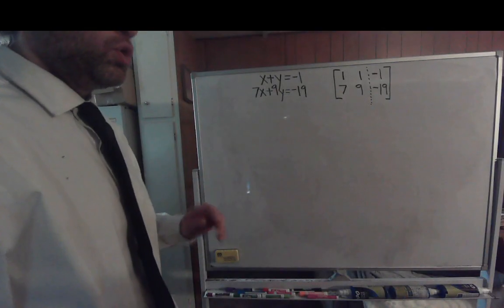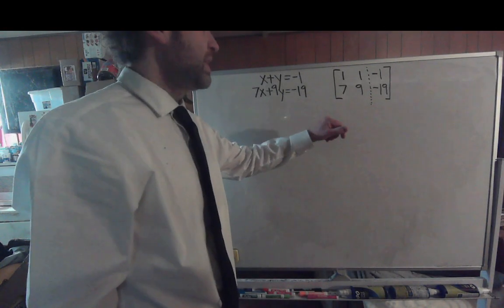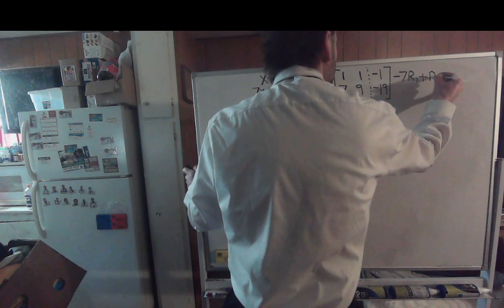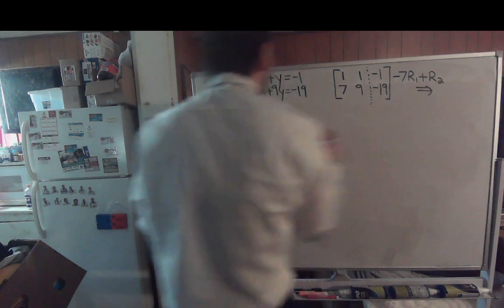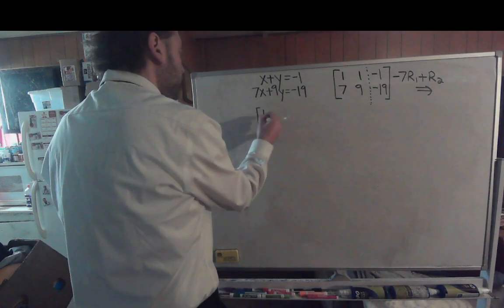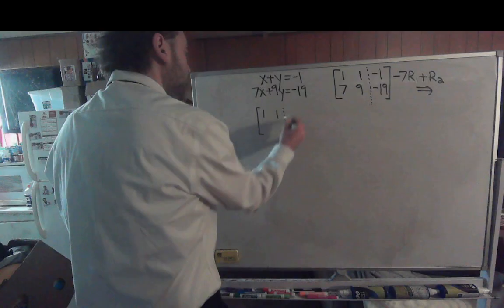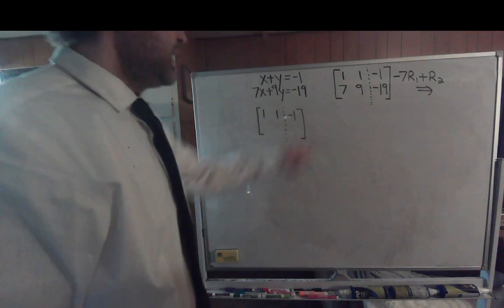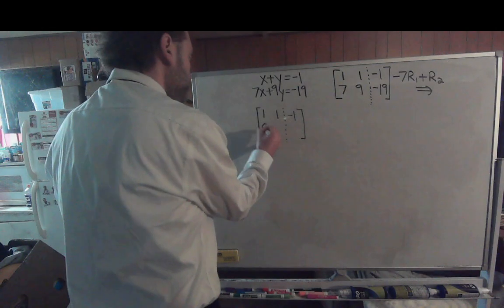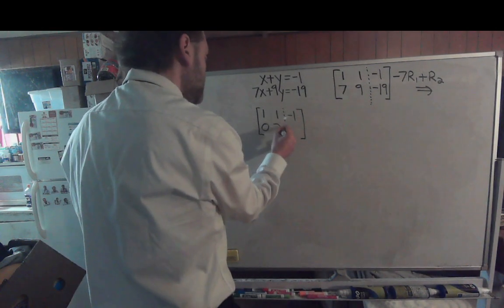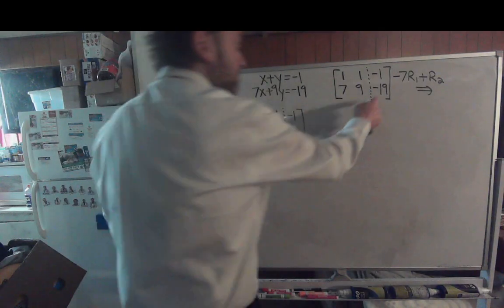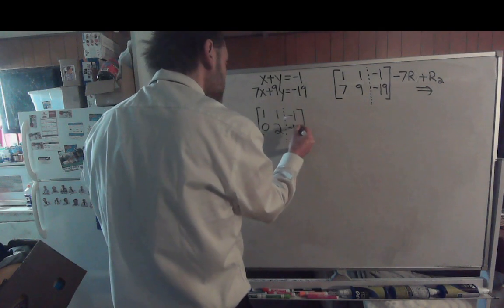And of course our first goal at least is to get the first digit in the second row to be 0. So if I take -7 times row 1 and add that to row 2, I'll make that happen. So for now, leave row 1 alone. That'll stay the way it is. So -7 plus 7 is 0. -7 plus 9 is 2. -7 times -1 turns into +7. Minus 19 turns into -12.